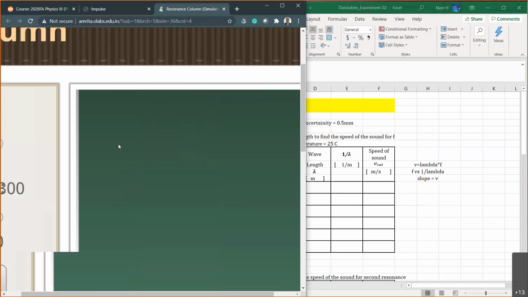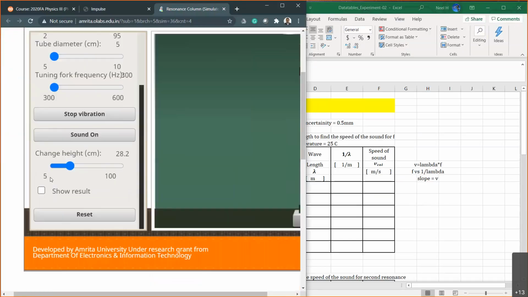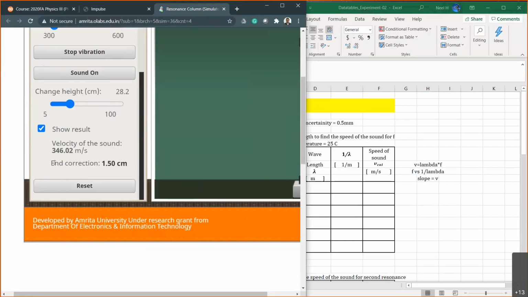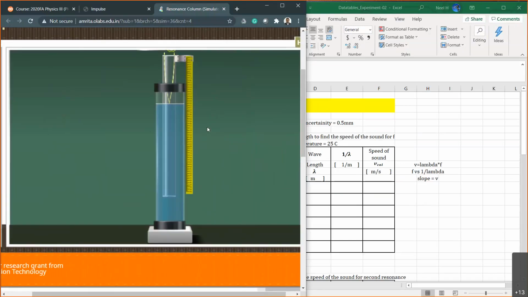So in this simulator, they actually give you the length correction, how much length correction we should consider. If you click on show results, they will tell you that for end correction, consider 1.5 centimeter. Let's calculate without that to see how much error we're getting. If the error is very small, nothing much to worry about, we can just continue without that. If the error is fairly large, then we can consider that end correction too, okay?